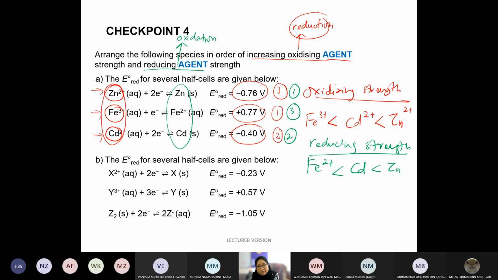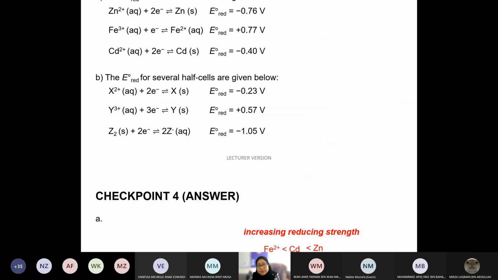Is the answer the same as mine? You guys, you get the same answer as mine? Or is there still some confusion? Same? Okay, good. Don't get confused here. Some students commonly get confused on how to determine it. Maybe they arrange well but use the wrong species. So that's basically how you should arrange in terms of strength of oxidizing agent and reducing agent.